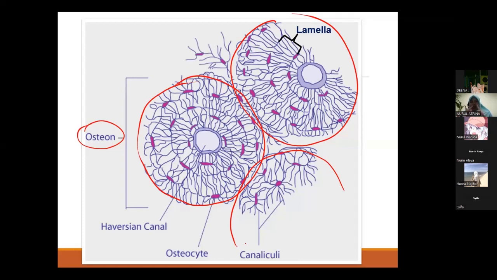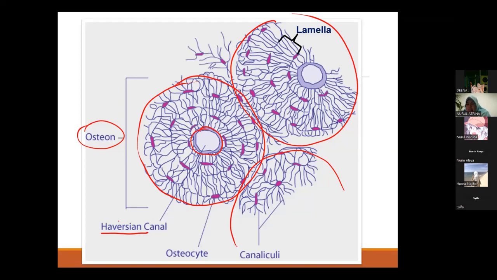Lamella, canaliculi, Haversian canal, okay, osteocyte and whatnot. Okay, so now focus kat sini. Right, so you can see here, each osteon has a central canal, alright, ada macam terusan dekat tengah-tengah that we call as Haversian canal. Okay, and surrounding the Haversian canal are lamella.